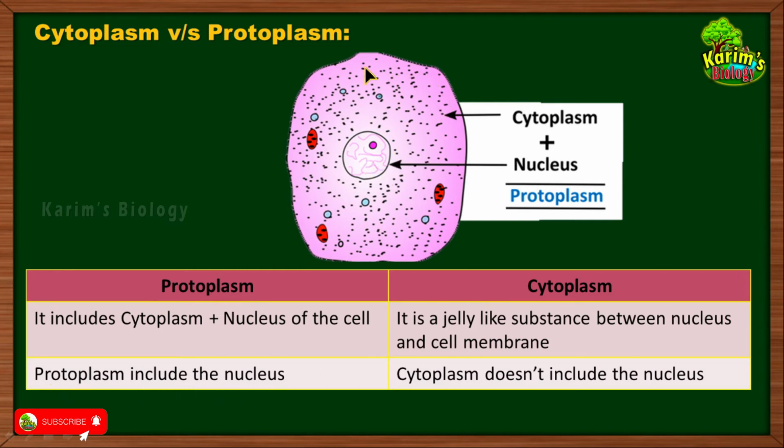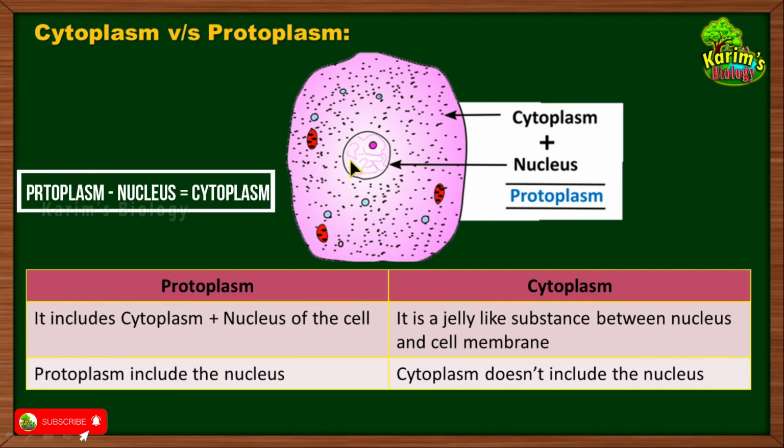So in other words, the entire fluid part of the cell has been named as protoplasm, whereas cytoplasm is a jelly-like substance between the nucleus and cell membrane. So this is the nucleus, this is the cell membrane. This fluid filled part between the nucleus and cell membrane is called cytoplasm. Okay, so look here, cytoplasm does not include the nucleus. So we are excluding the nucleus from this cytoplasm. That means if you exclude the nucleus, the remaining fluid filled part is called cytoplasm. Okay children, that's about protoplasm and cytoplasm.